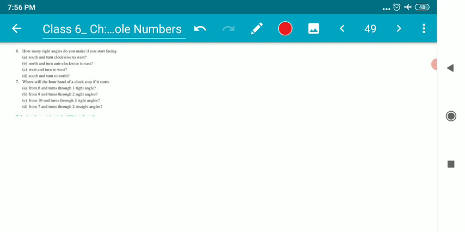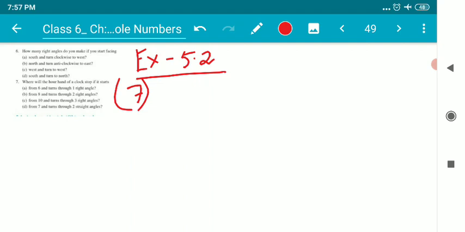Children, we have been dealing with the chapter Understanding Elementary Shapes, in which we have completed till question number 6. So here in this video, we are going to discuss exercise 5.2, question number 7. Let us have a look. Where will the hour hand of a clock stop if it starts at 6 and turns one right angle?